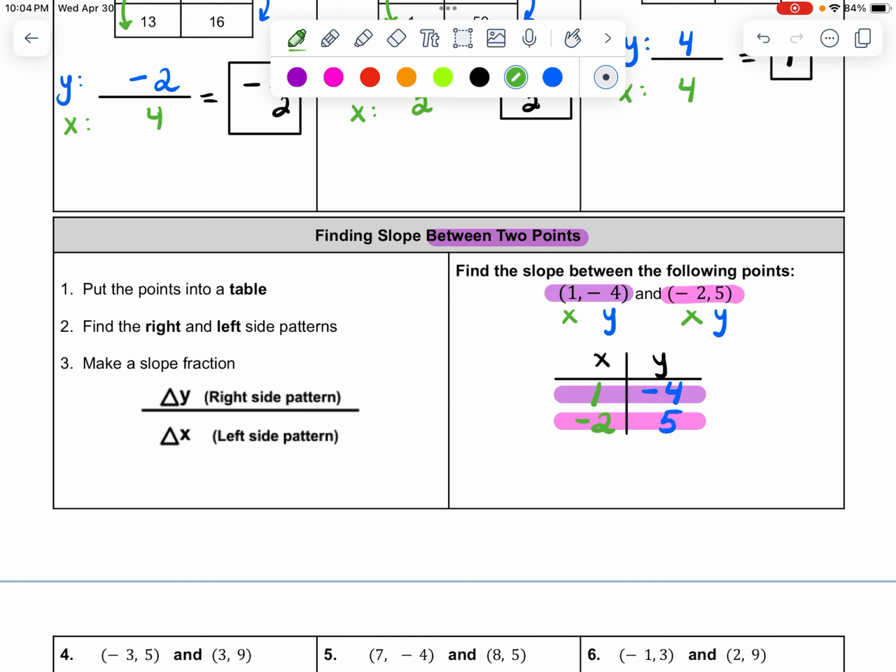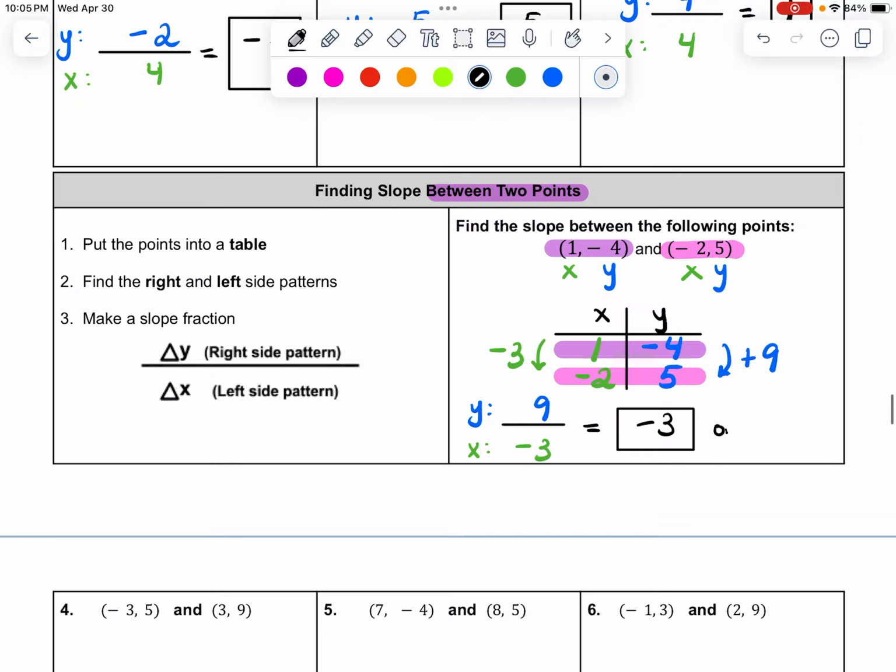Okay, now I'm going to find my patterns. So from 1 to -2 is -3. From -4 to 5 is +9. And my slope fraction should always have the y pattern on the top, which is 9, and the x pattern on the bottom, which is -3. When I type that into my calculator, it should just give me -3 as my simplified answer. And so we could write -3, or if you wanted to make it a fraction, because slopes are usually fractions, you could also write -3/1.